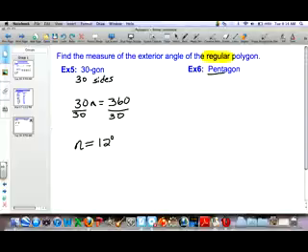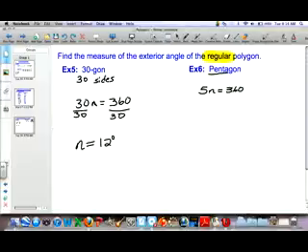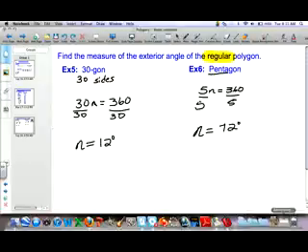Okay? Let's do the same thing for a pentagon. Penta meaning how many? Okay, penta is 5, so we have 5n equals 360. Why are we talking about 360? Because remember, the sum of the exterior angles of any polygon is always 360 degrees. So we have 5n equals 360. Solve for n by dividing by 5. n is 72 degrees. Okay. So that kind of wraps up our exterior angle discussion.